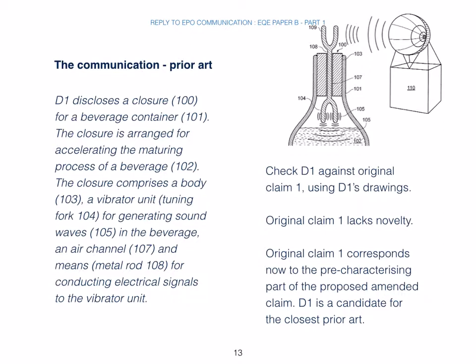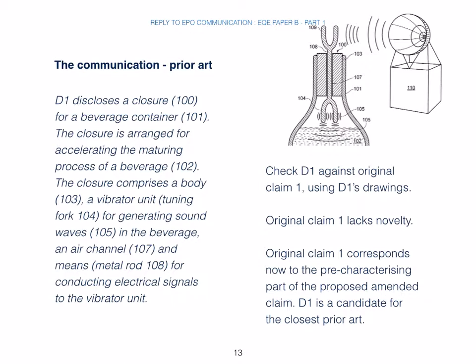The way in which the examiner equates D1 by paraphrasing claim 1 is most helpful. So let's check D1 against the original claims using D1's drawings. So this is on the slide. D1 discloses a closure for a beverage container. The closure is arranged for accelerating the maturing process of a beverage. The closure comprises a body, a vibrator unit, which is a tuning fork 104, for generating sound waves in the beverage, an air channel, and means, which is the metal rod 108, for conducting electrical signals to the vibrator unit. Note that the metal rod is suitable for conducting electrical signals to the vibrator unit, even though such conduction is not described in D1.